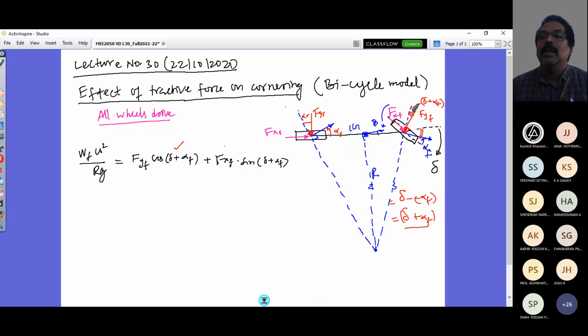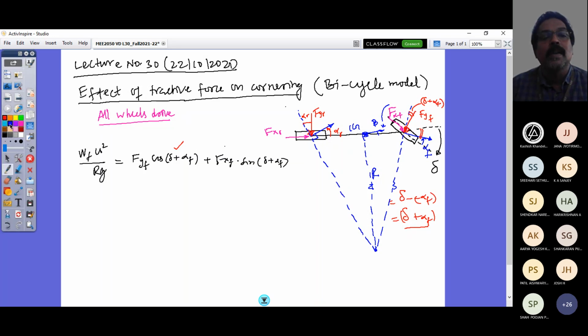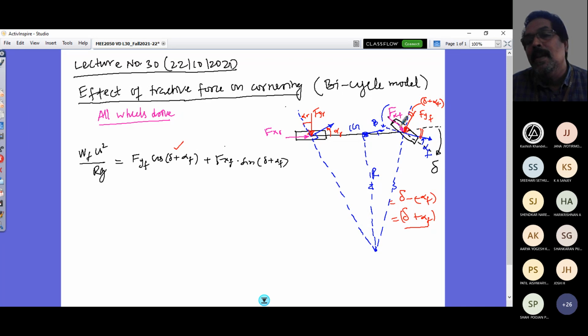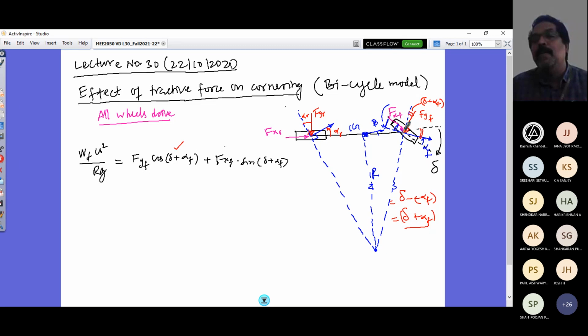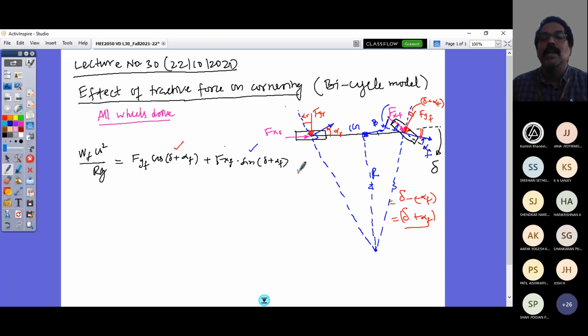And similarly, now here you see, along this parallel I should get. So what would be there here? Again, look at this force. Let me just extend this line back here. So this angle here, whatever is there, is again delta plus alpha F. And its component along this direction would be the sine of the angle. This is its sine component, and this sine component is opposite to that. That is why Fxf sine (delta plus alpha F). So this term also you understood. So this is equation number 1.